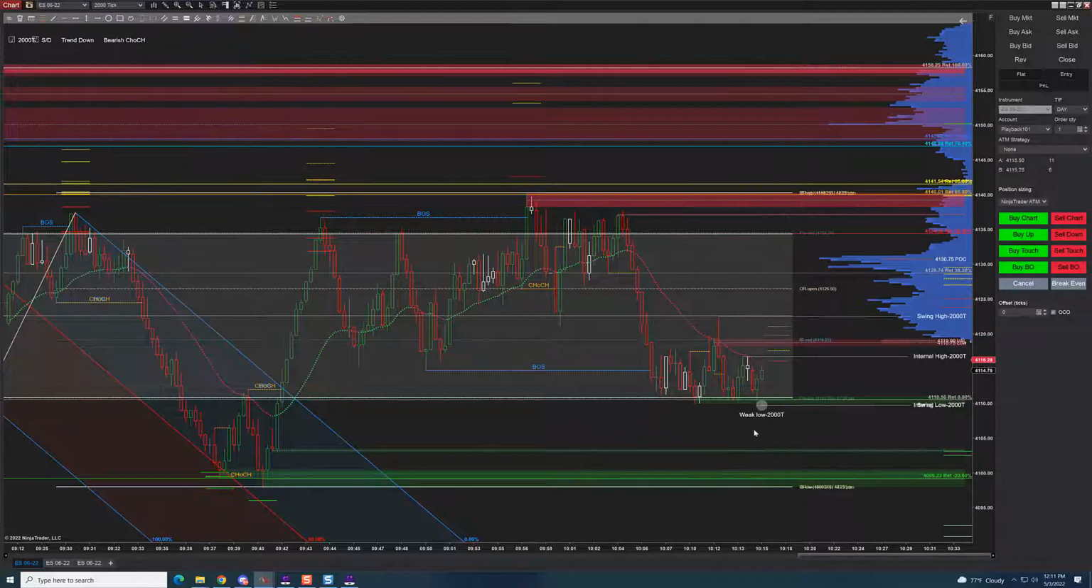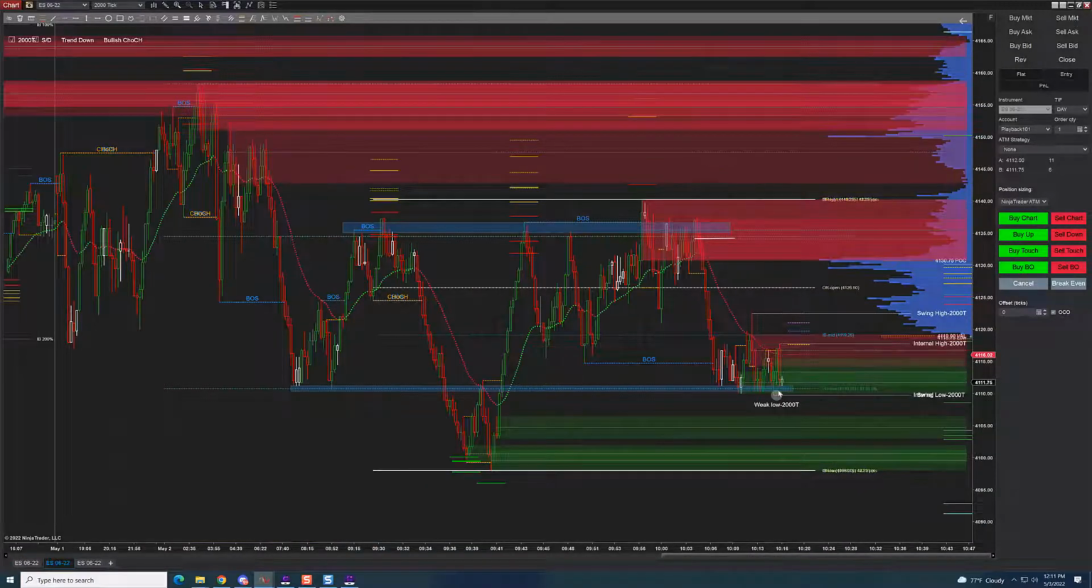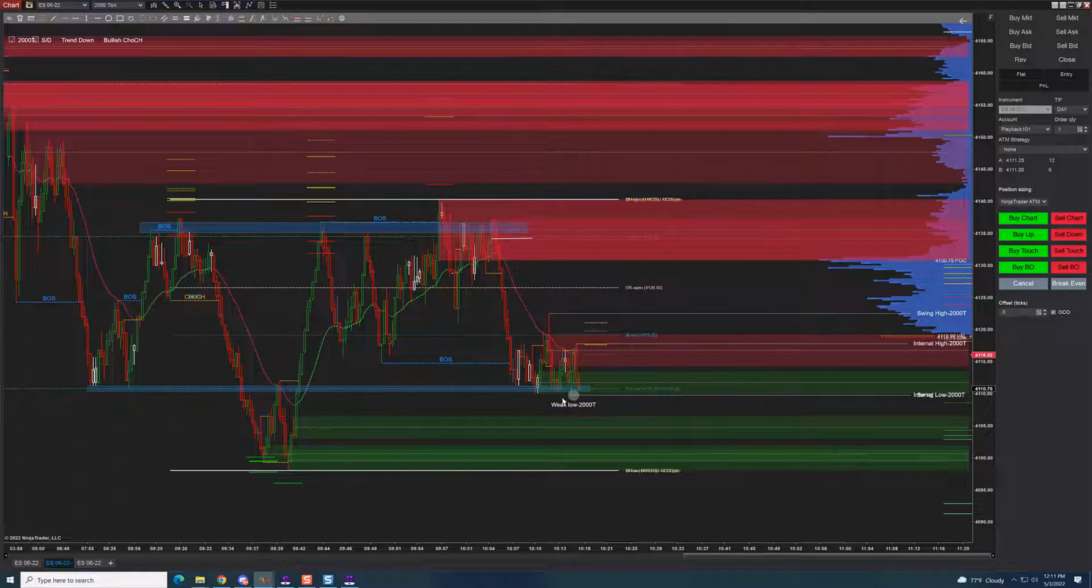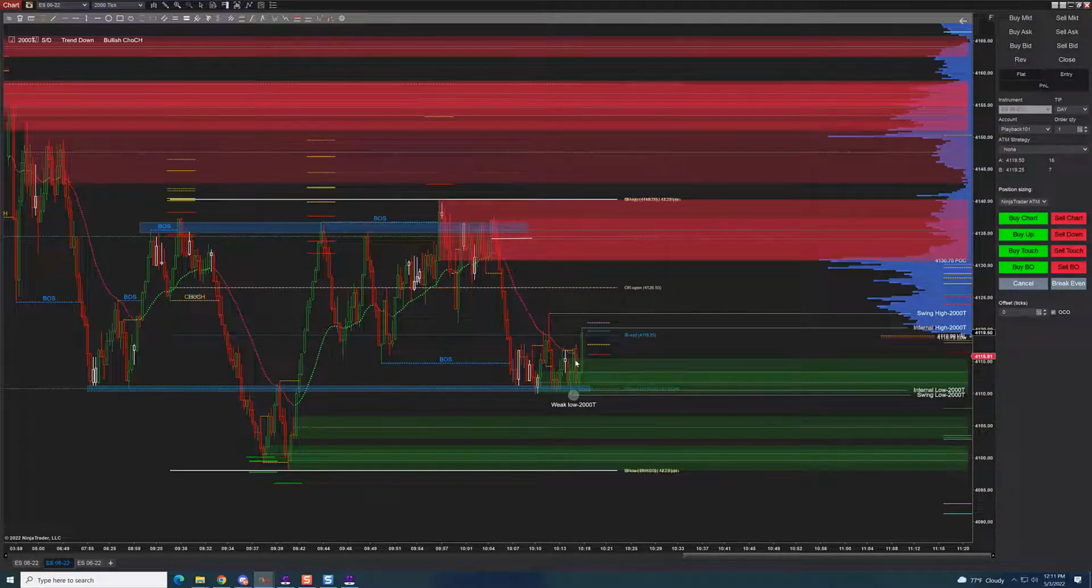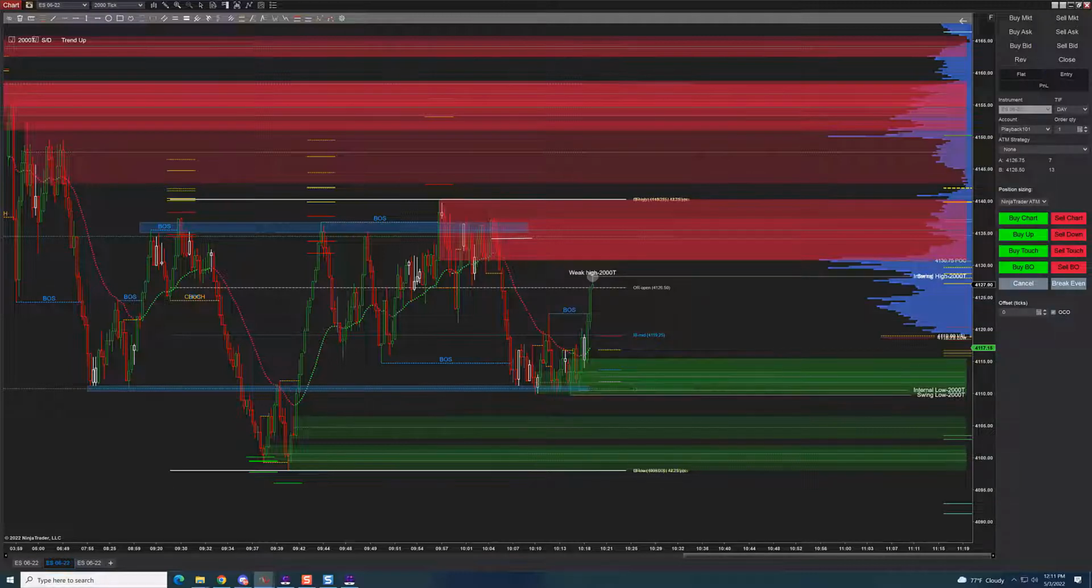Now, if we don't break that, it's still the weak low. Note here, it's still there, because it has not been broken. So you see that, the full range. I've got ranges on top of each other. This would be a difficult area to be trading because you've got a supply zone on top of a demand zone here.